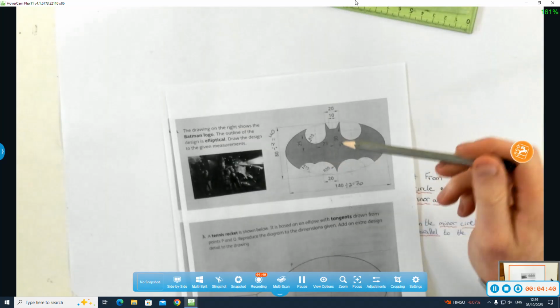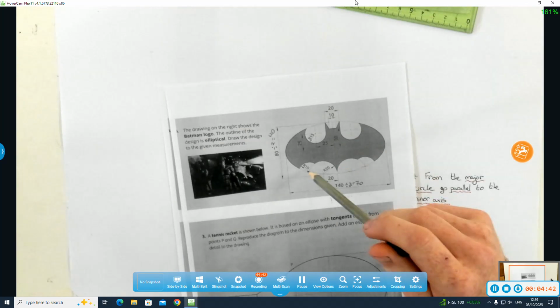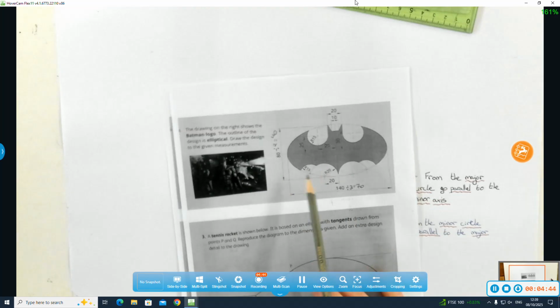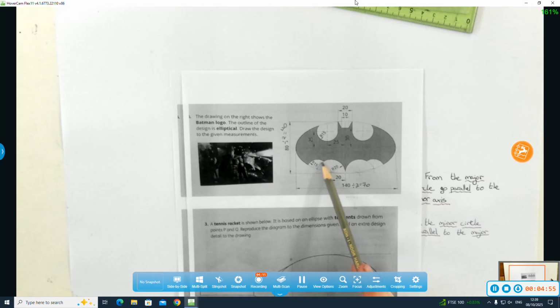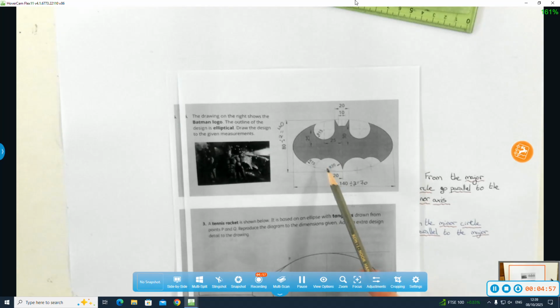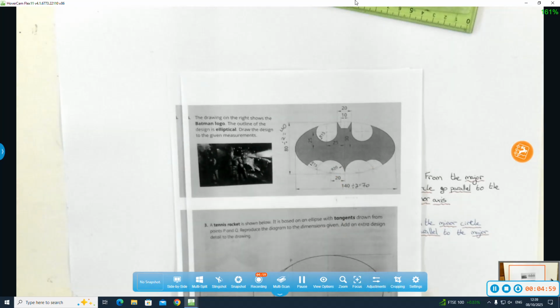Now we have to just focus on these parts of the question here. So I'm going to start off by doing this bottom part here, okay? So from the minor axis, we need to measure over 20 millimeters until we hit our ellipse. We can then set radius 20 on our compass and we'll get that part of the circle drawn in. That's the same on the left and right of the shape, okay?